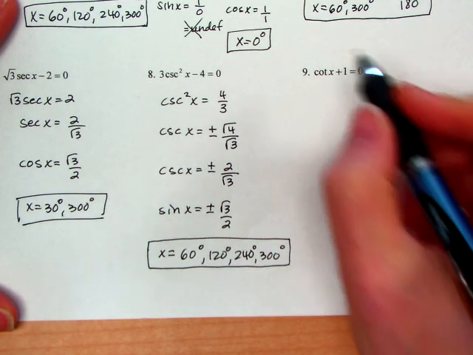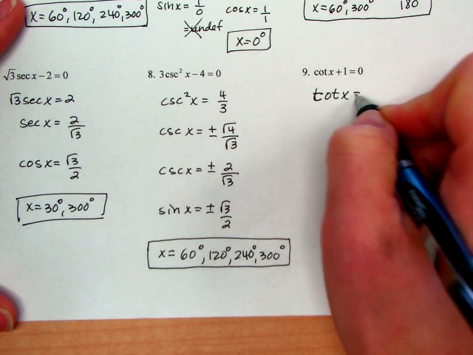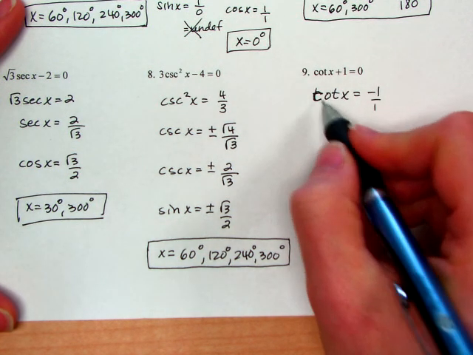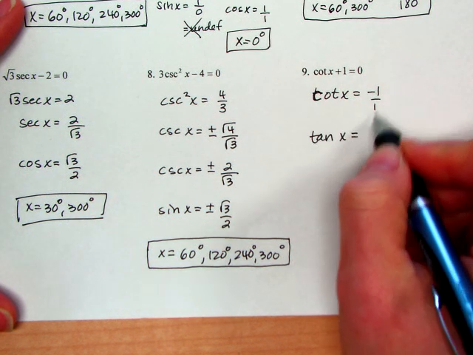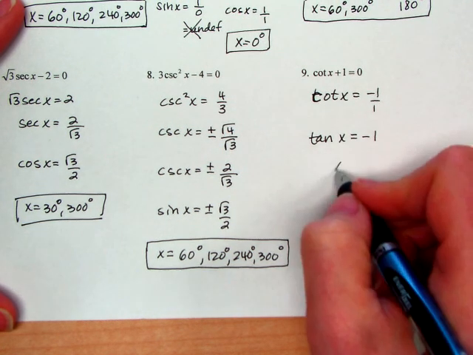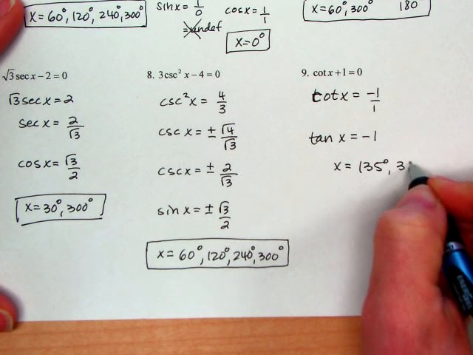Last one, cotangent. So cotangent equals -1. Putting that over a 1. Cotangent is the flip of tan, so I'm going to flip that. And although you really can't tell because -1 over 1 is still -1, I'm just looking for all the places where tangent is -1. That happens twice. Happens at 135 degrees and at 315 degrees.